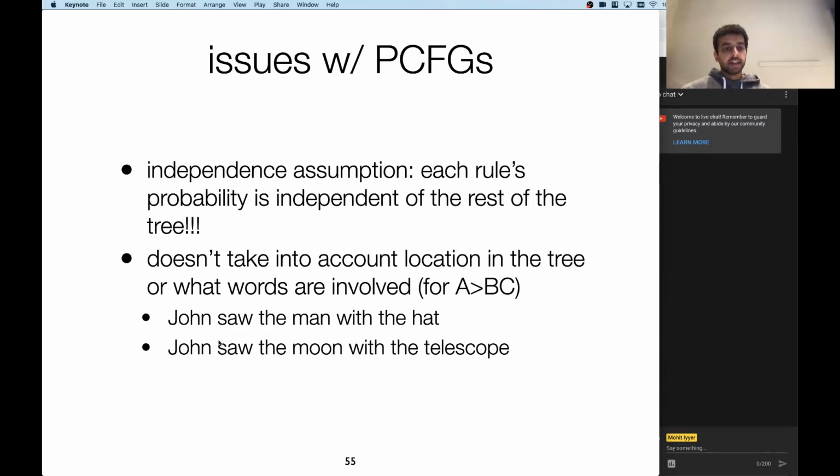So like John saw the man with the hat, or John saw the moon with the telescope. They differ in only one word, but the existence of the word telescope should tell you a lot about which structure is more preferred, than, for instance, with hat, where it's much less clear which interpretation is preferred. And our rule probabilities would be the same in both cases, so that's obviously undesirable.